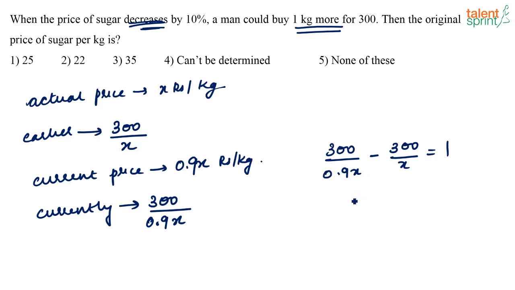So, I think when you solve, you will get x is equal to 33.33 rupees, right? 33.33 rupees, which is not there in the options. So, the correct answer is going to be none of these.